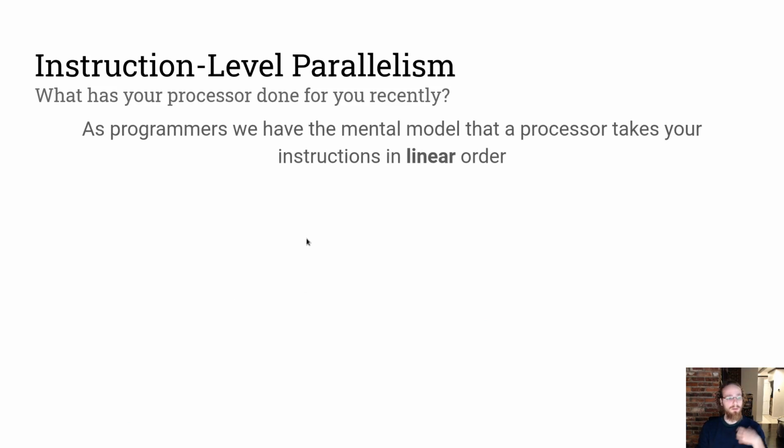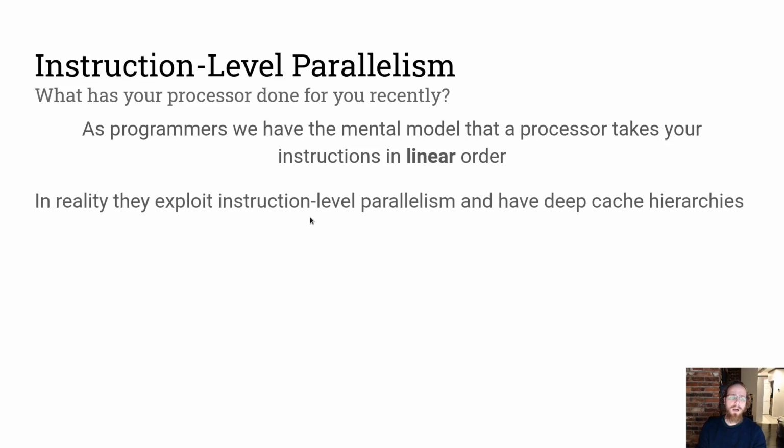So, as a programmer, I normally have the model that my code will be executed in linear order. But in reality, to exploit the parallelism between these operations, processors use instruction level parallelism, so they can execute more than one instruction at a time. They have deep cache hierarchies. So if you ever look at an Intel processor and you look at the cache hierarchies, you have a level 1 data cache, a level 2 cache, a level 3 cache, and so forth.